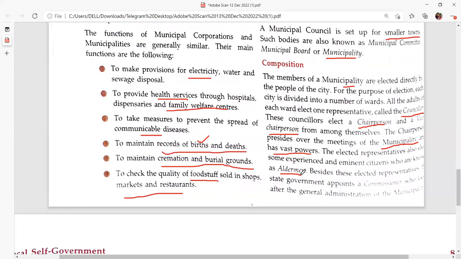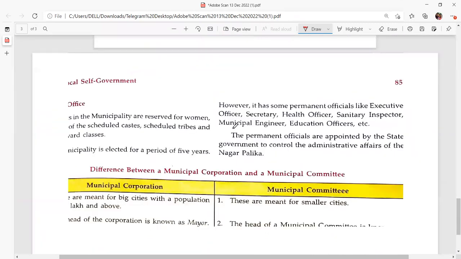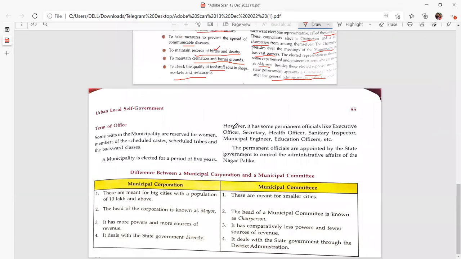Besides these elected representatives, the state government appoints a commissioner who looks after the general administration of the municipality. Yes, the commissioner looks after the general administration, like the collector or the BDO, as a municipal commissioner. Here also in the municipality, there is a commissioner.